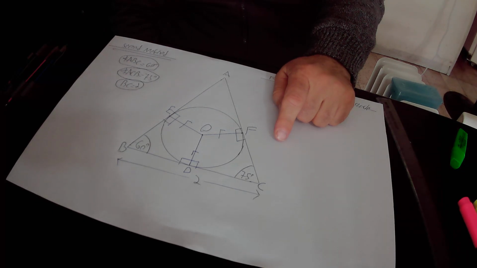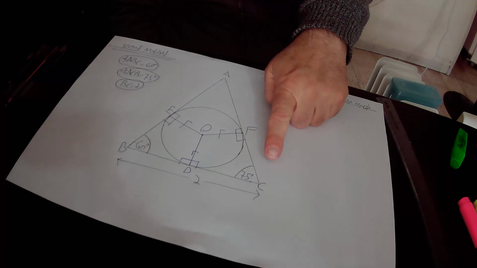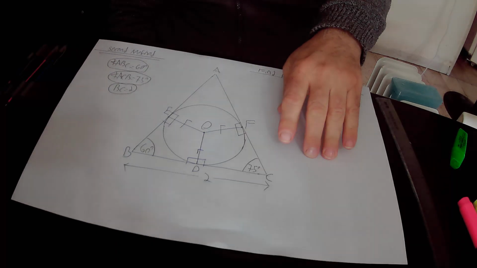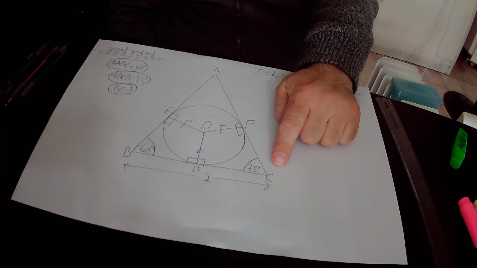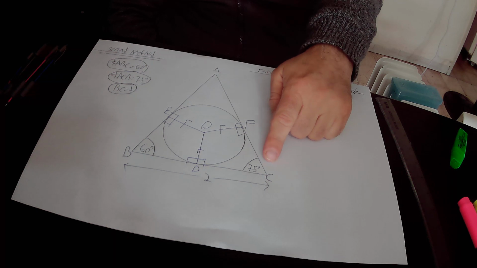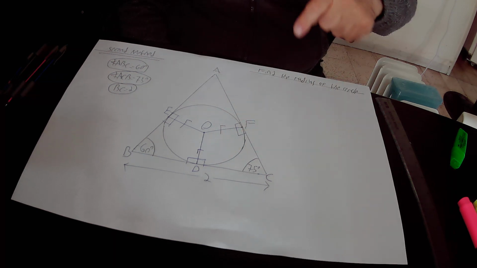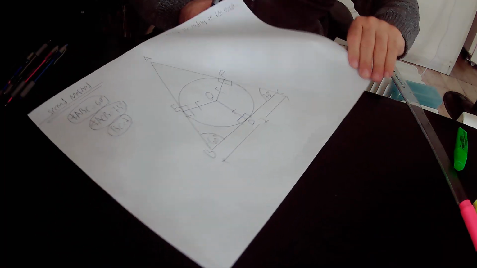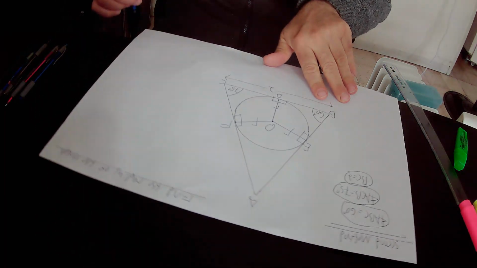Why? Because in our drawing, if you focus on the common external point, point C, we have two tangents to this circle, tangent CF and tangent CD. And according to rule number 2, they are equal to each other. That is to say, CF equals CD according to rule number 2.